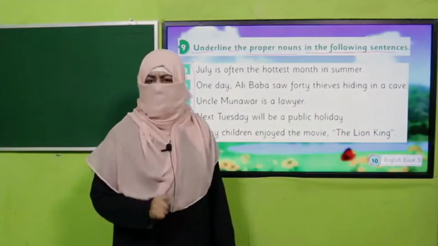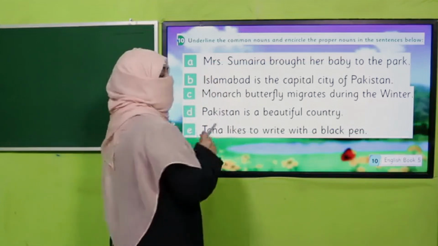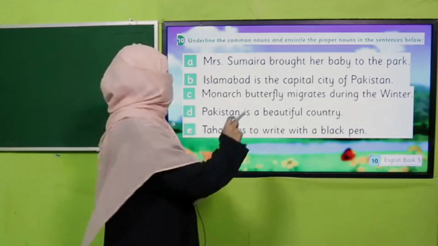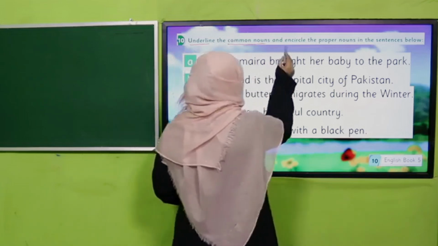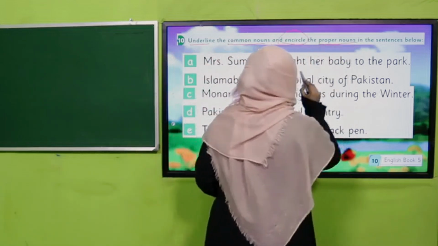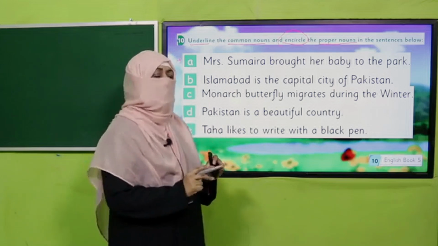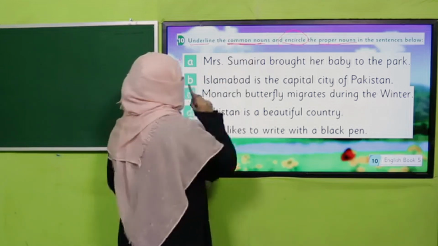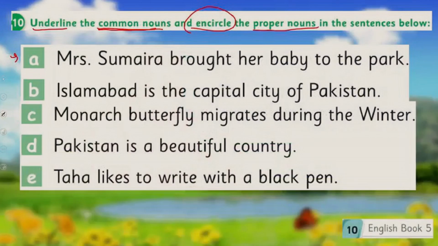Yes, my dear children, are you done with it? Good job. So next, now here a little more, what are we supposed to do? You will underline common nouns and you will encircle proper nouns. So here there is a mixed blend, there are common and proper nouns both. So you will underline common nouns and circle proper nouns. Pause the video and just do it.